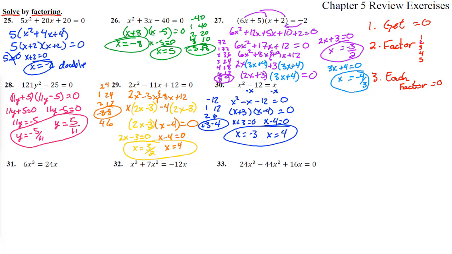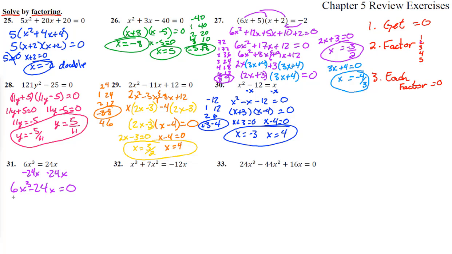All right, next one, number 31. Oh, this is an x cubed. That means we should get like 3 answers on this one. First, let's get it equal to 0. Subtract 24x on both sides, and we get 6x cubed minus 24x equals 0.